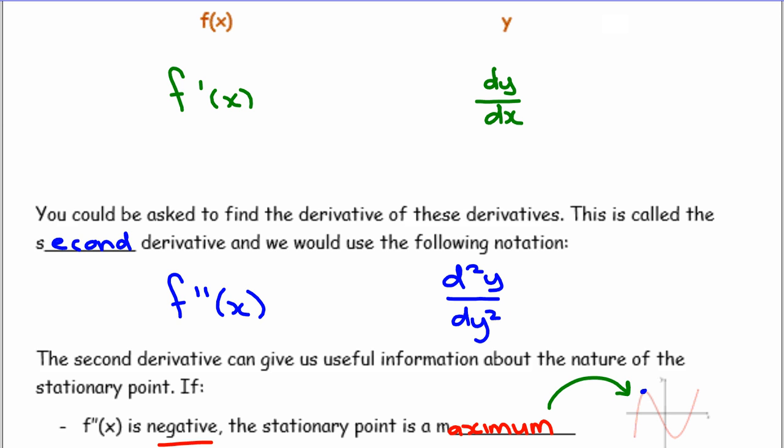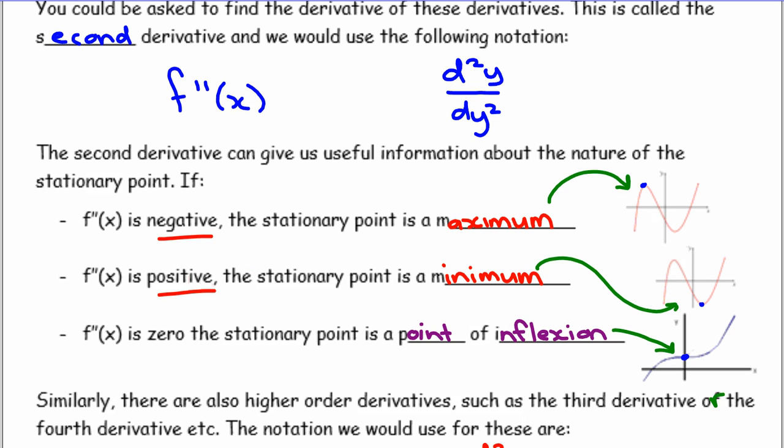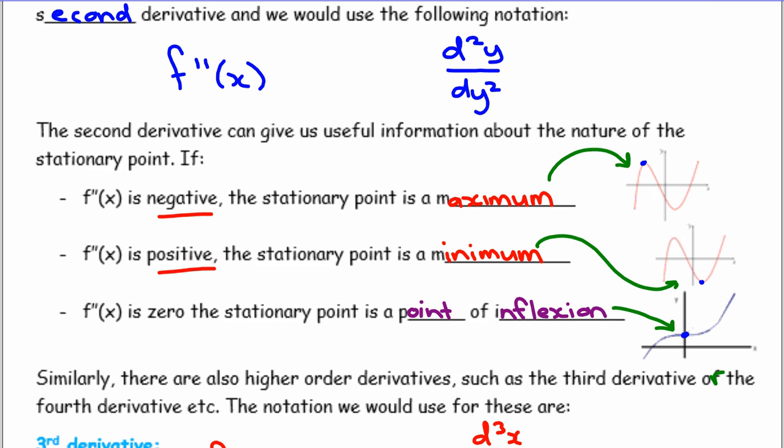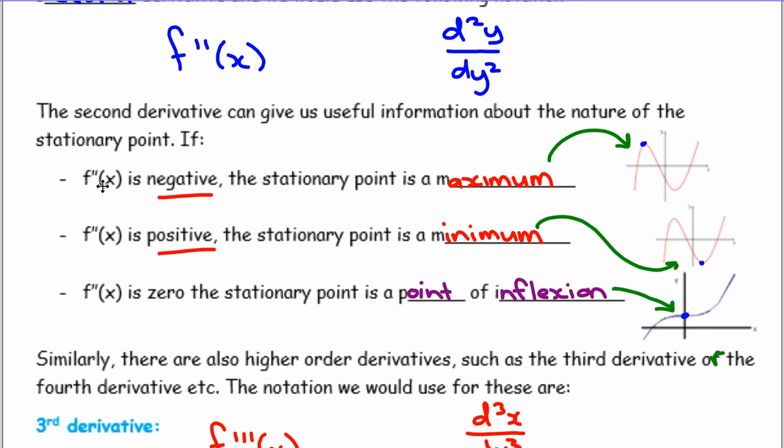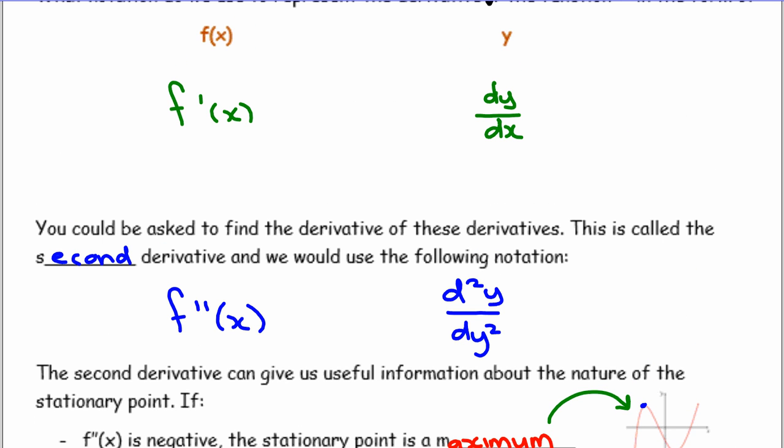Okay, so the second derivative has got some purpose. It can give us useful information about the nature of the stationary point. So this is important to remember. So if the second derivative turns out to be negative, so basically you find out what is the x-coordinate of the stationary point. By stationary point, I mean a maximum, a minimum, or a point of inflection.